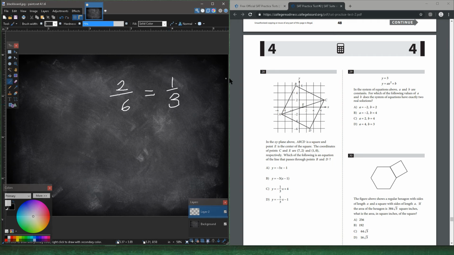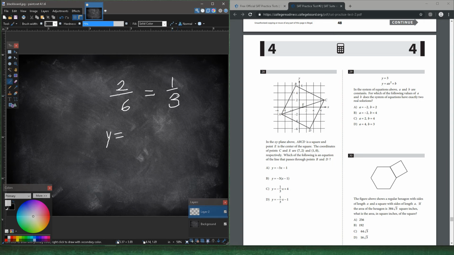If you think about it, since this is a square, that means if you draw a line from B to D, this point has to be perpendicular to this line. It just makes sense. If you don't know, you could always just assume.